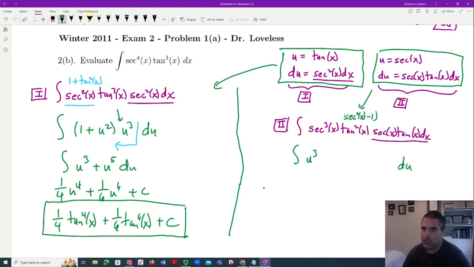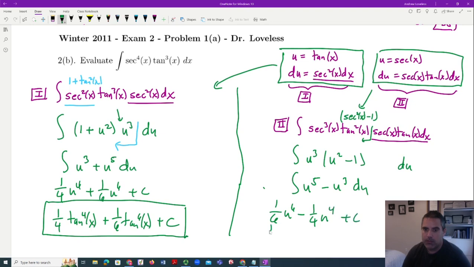And in this case, I'm changing everything to the left of this to secant so that I can set up that substitution. This is going to be u squared minus 1. When I distribute, it's going to be u to the 5th minus u to the 3rd du. It's going to be 1/6 u to the 6th minus 1/4 u to the 4th plus c. So it's going to be 1/6 secant to the 6th of x minus 1/4 secant to the 4th of x plus c.